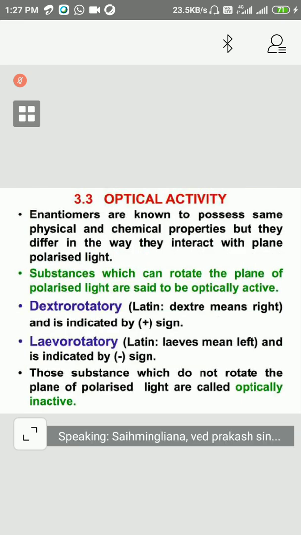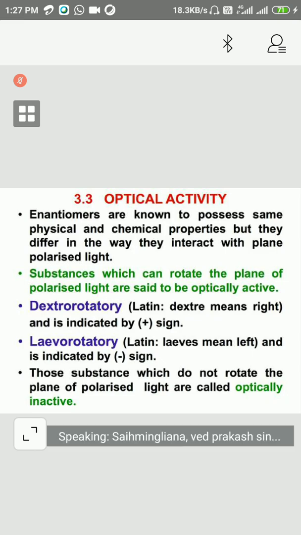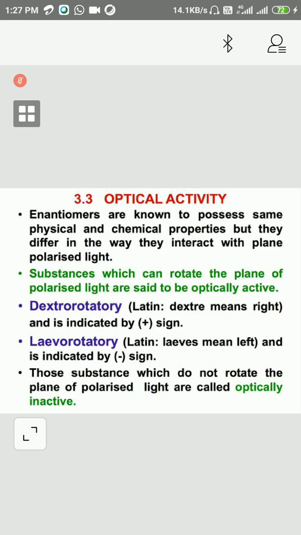Now optical activity. Enantiomers are known to possess the same physical and chemical properties, but they differ in the way they interact with plane polarized light. So substances which can rotate plane polarized light are said to be optically active. These are of two types, dextrorotatory and levorotatory.